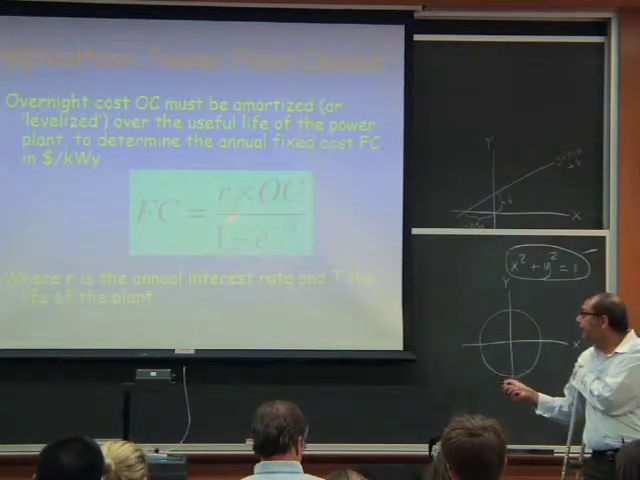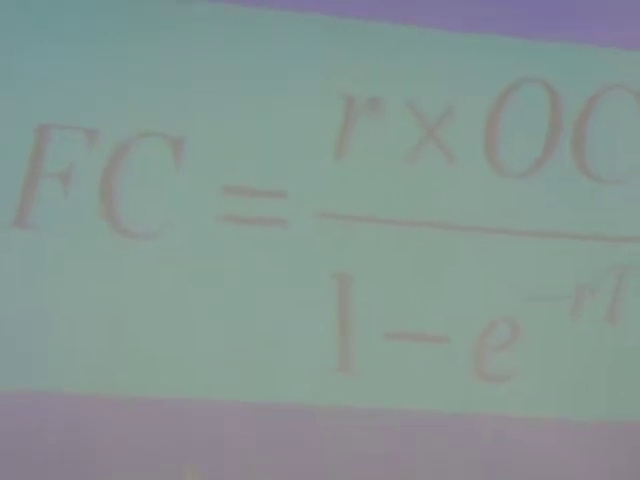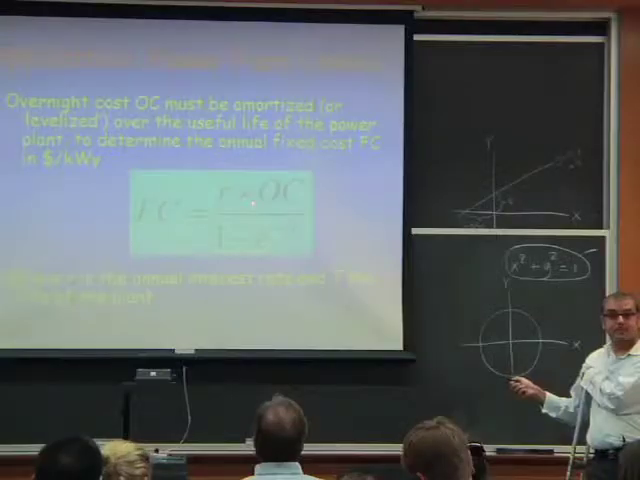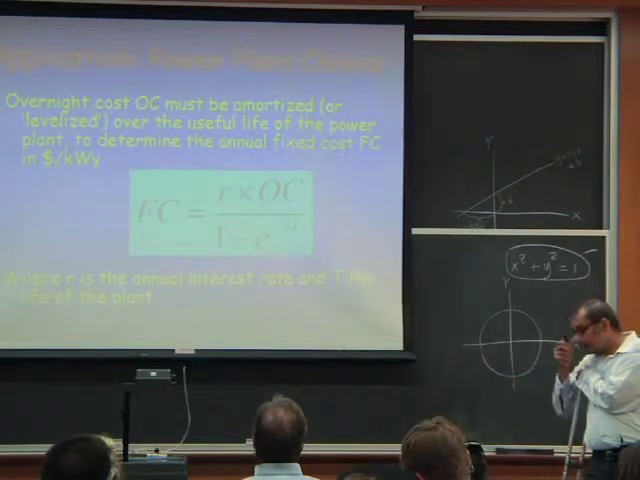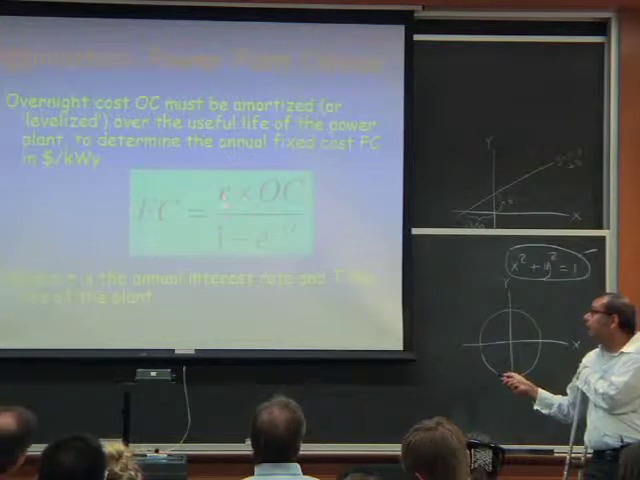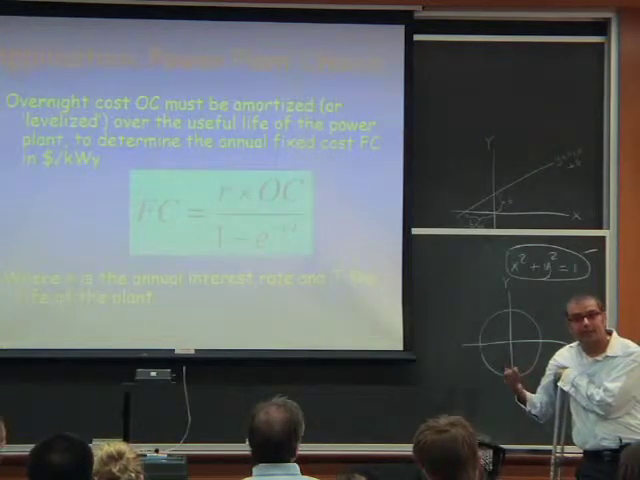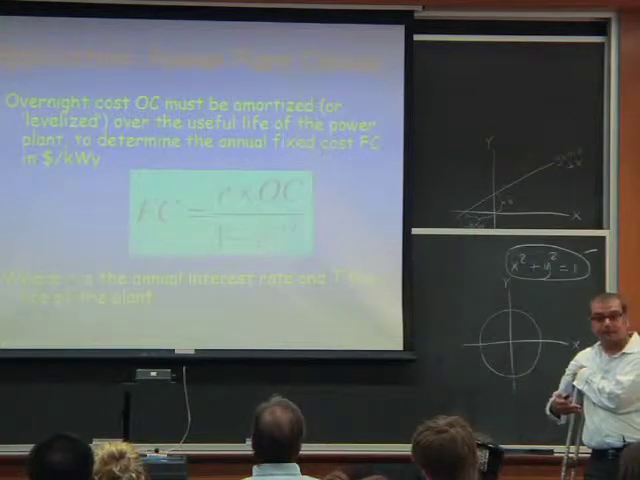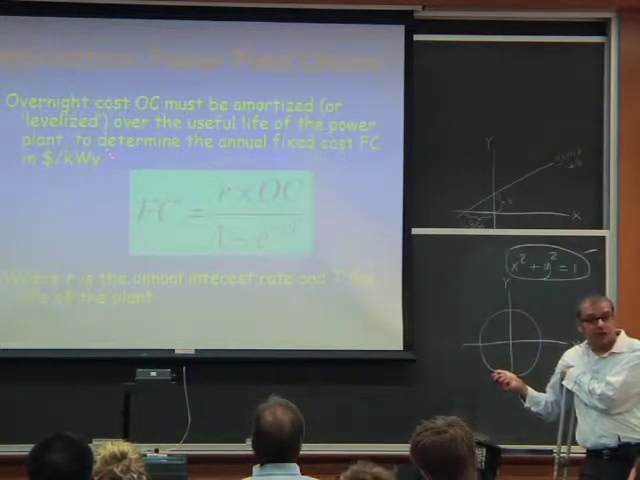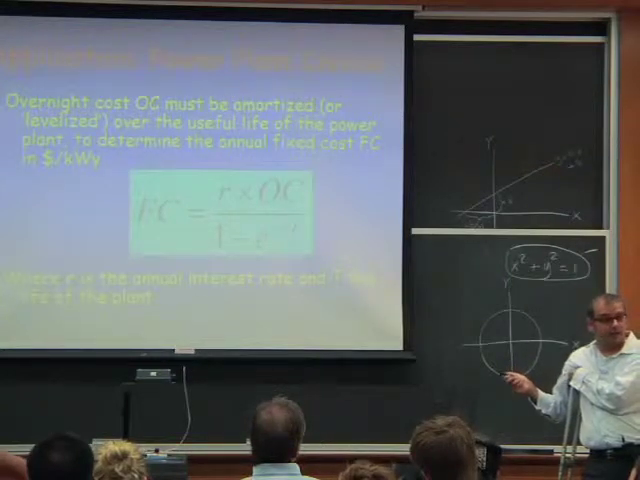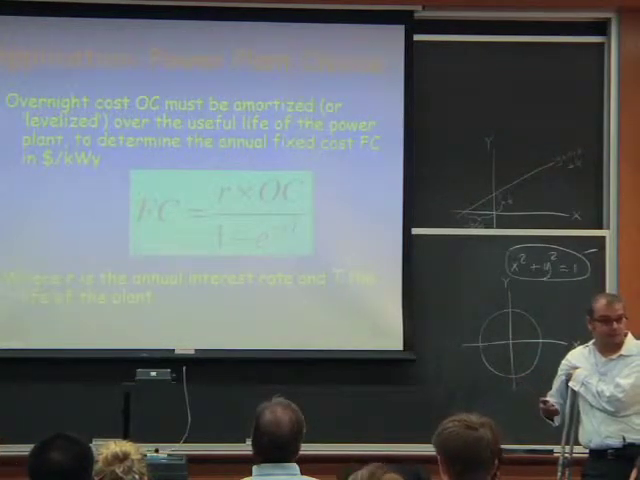Now, below here, I have a quantity which tries to discount this in such a way that it takes into account that I'll receive R times OC in the first year, and then R times OC in the second year. But when I receive R times OC in the second year, it will not be worth as much to me as receiving it in the first year. Generally built into this is the notion that dollars in the future are worth less to me today than dollars today, and dollars further out into the future are worth even less.